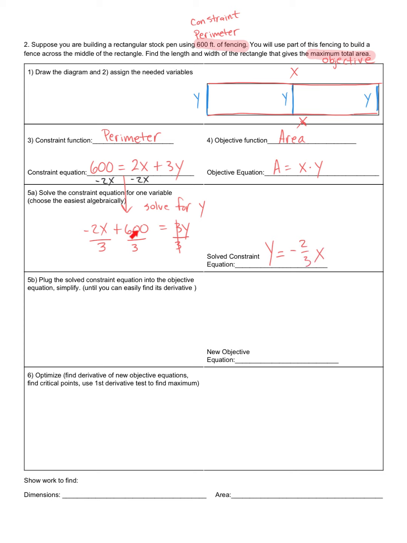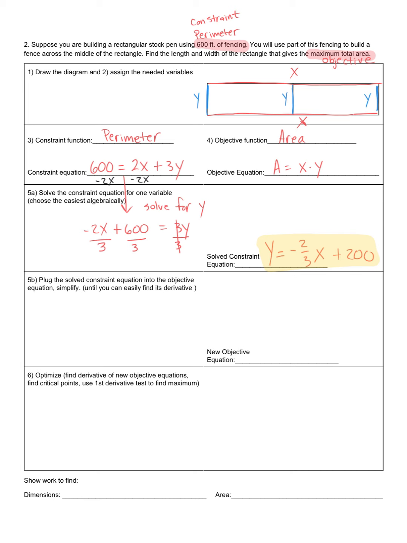And this right here, 600 divided by 3, gives me plus 200. So there is my solved constraint. And that one you want to keep track of. That's one you're going to come back to at the end always. Okay, so now I'm going to take my objective equation and I'm going to plug this into it for y.